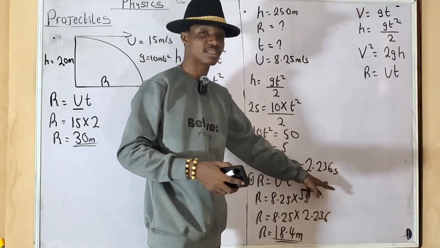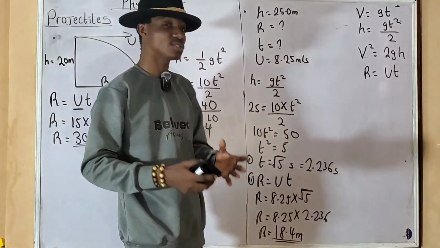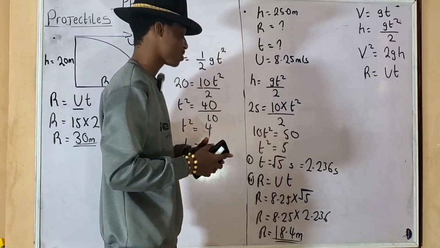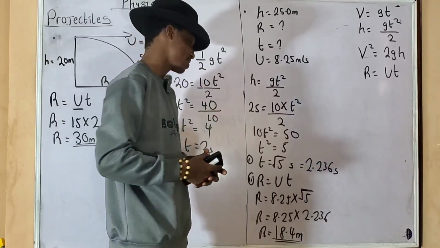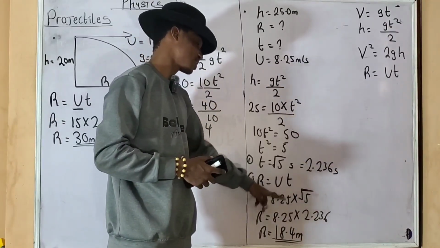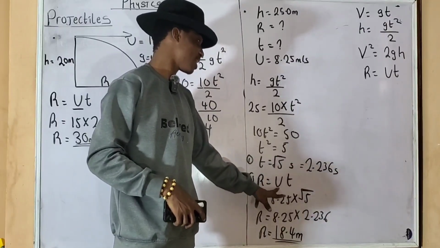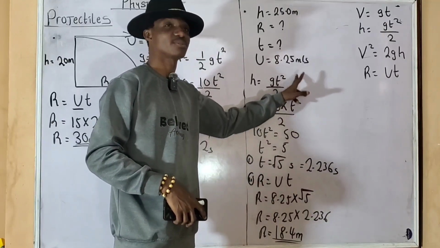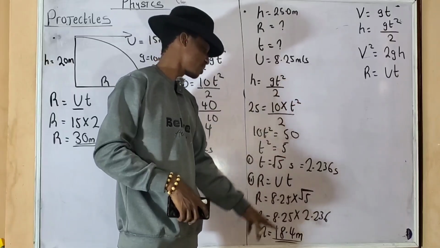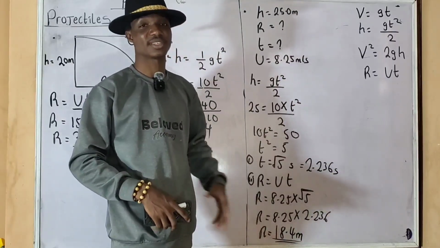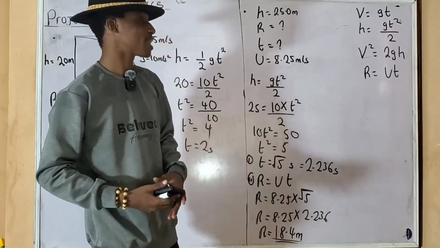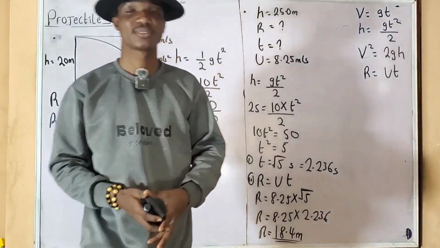Then I got the value of t as this. Then recall that horizontal distance is what? The product of the initial velocity and the time. So I make use of this formula, substituting the value of t as this and u as 8.25. I obtain these values. Do you understand? Okay, let us look at more worked examples as touching this.